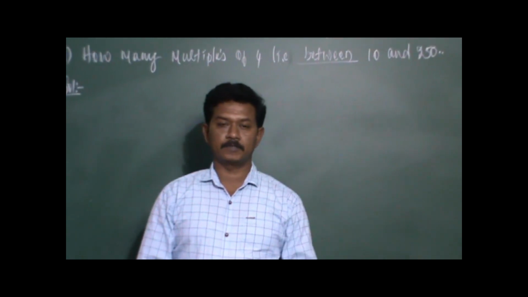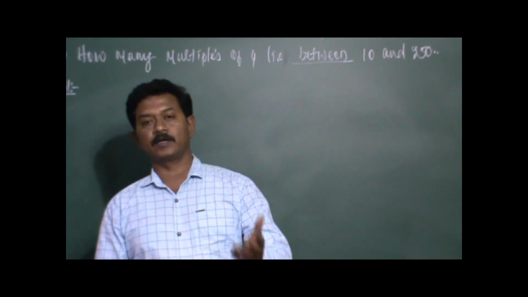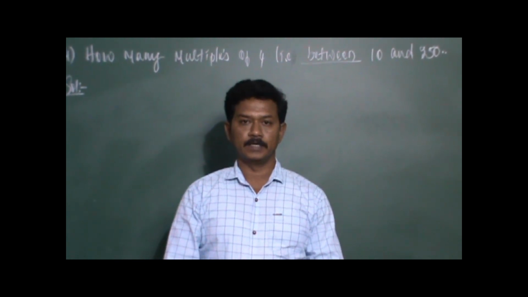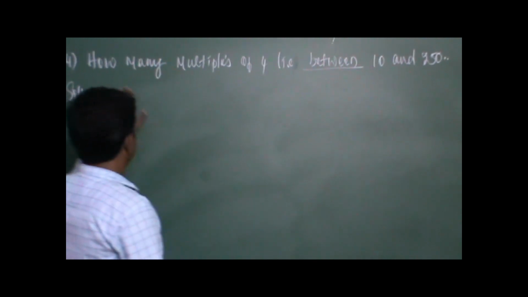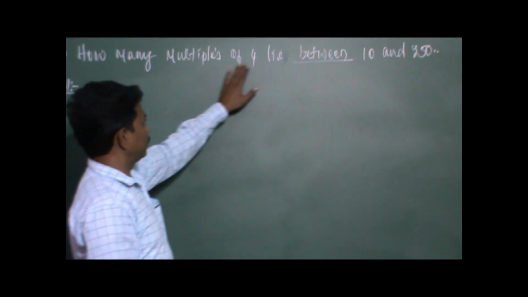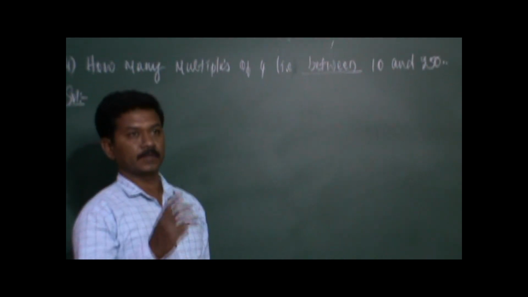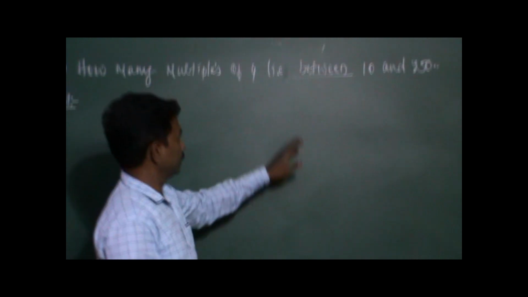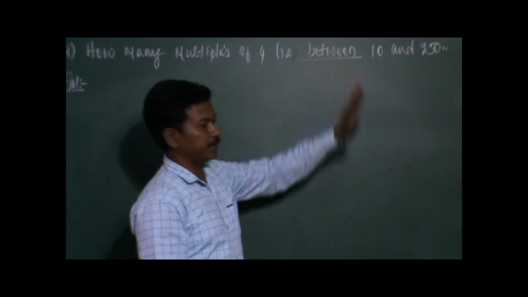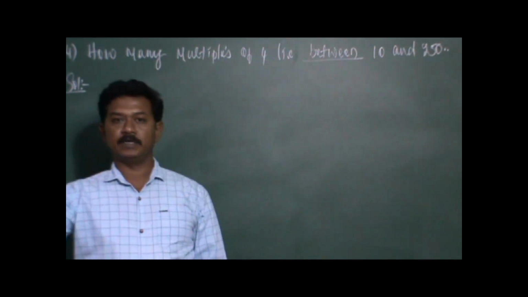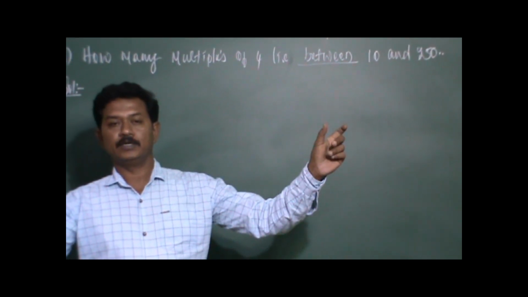So this problem is very closely related to the problem we have just solved. Here, the problem goes like this. How many multiples of 4 lie between 10 and 250? Between is the word which you have to understand very clearly. So he has given two extremes. The initial point is 10 and the final point is 250.